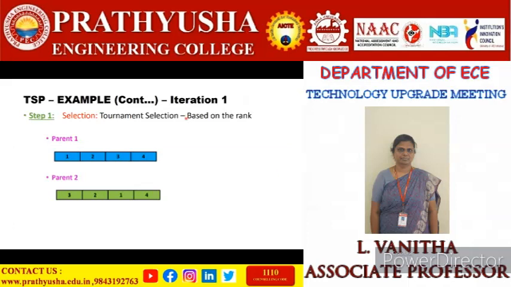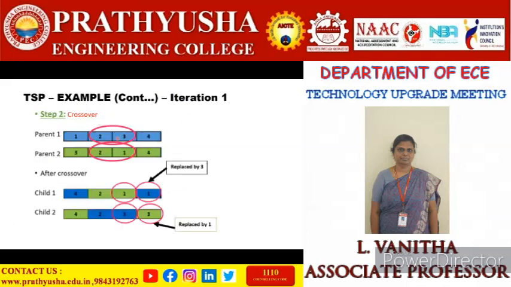Now iteration 1 starts here, which starts with the selection process. We are selecting two parents based on the rank. So rank 1 and 2 are selected. The next step is crossover. In this step, the genes are exchanged between parent 1 and 2. By exchanging 2 and 3 with 2 and 1, child 1 and 2 are formed.